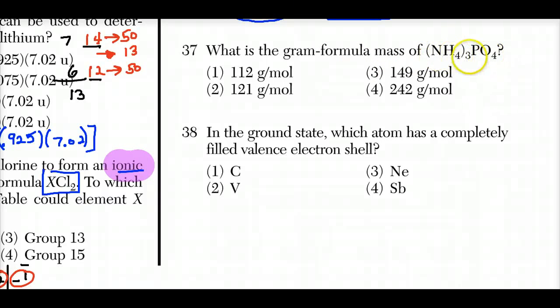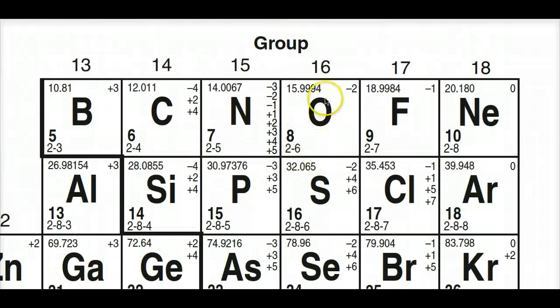So we have 3 N's, 3 times the atomic mass of N, which is 14. If you didn't know that, I'm getting that from the periodic table. We're going to need the atomic mass of N, hydrogen, phosphorus, and oxygen. If you don't know those, we go to the periodic table. The atomic mass of oxygen is 15.994, which is going to round off to 16. That gives us the most abundant isotope, O-16.